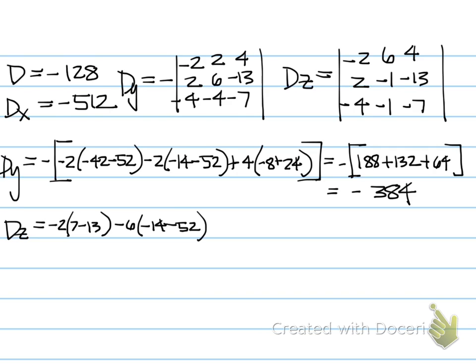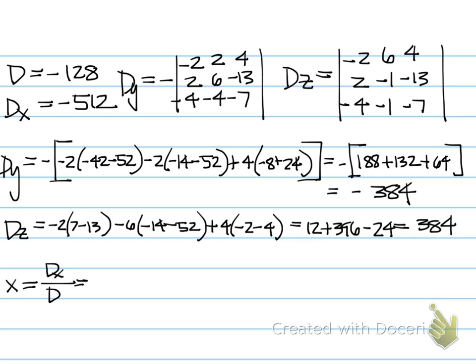So for the 6, which is the second element in that first row, we're going to cross out all the other elements in the same row and column. That will leave us with 2, -13, -4, -7. Find the determinant. And then the last element in the first row is the 4. Cross out all the other elements in the same row and column as the 4. We're left with 2, -1, -4, -1. Find the determinant. And once we simplify that expression, we get 384.